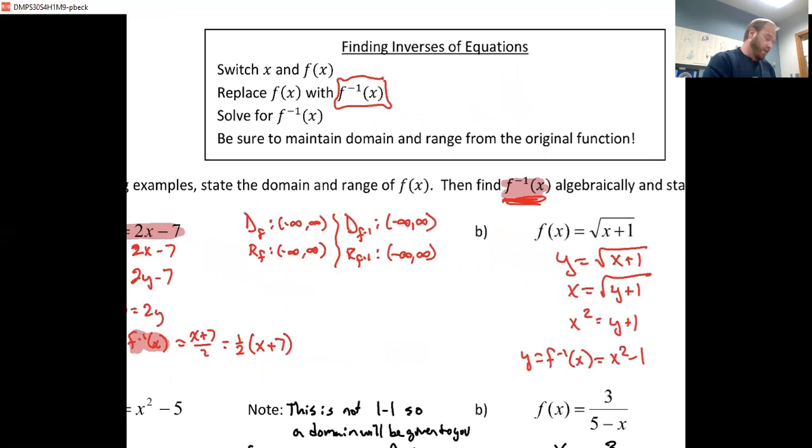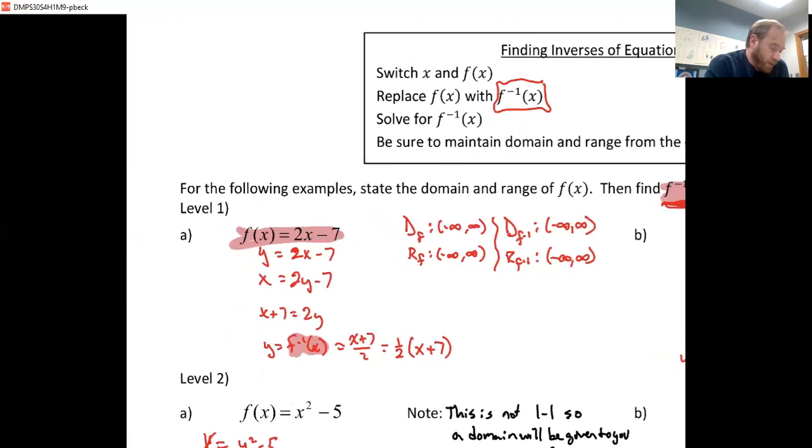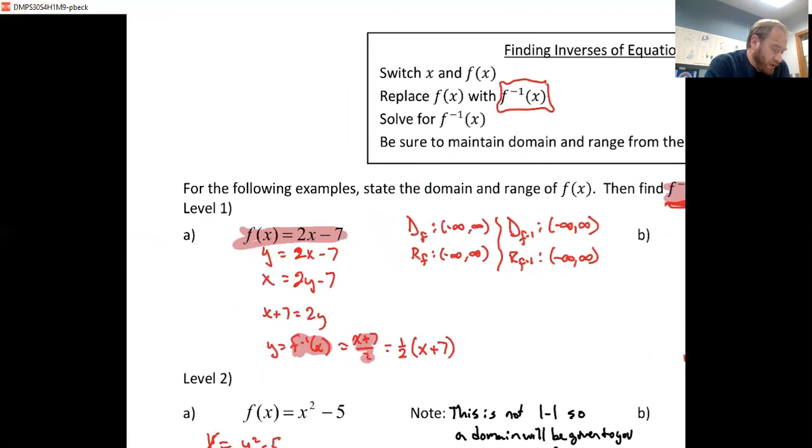For me, it's okay if you leave your answer in any of the forms. x plus 7 over 2 would work. Half times x plus 7. There's even the option of saying 1/2 x plus 7 halves. So as long as your expression is correct, I will accept it.